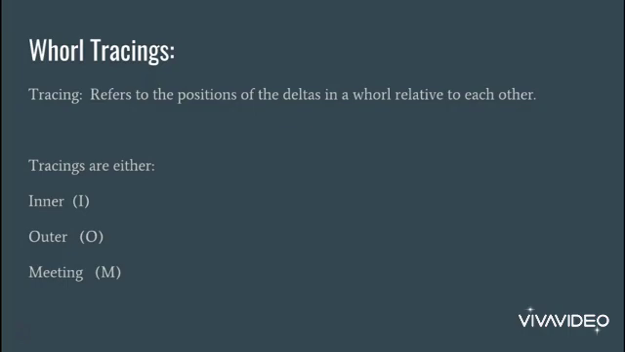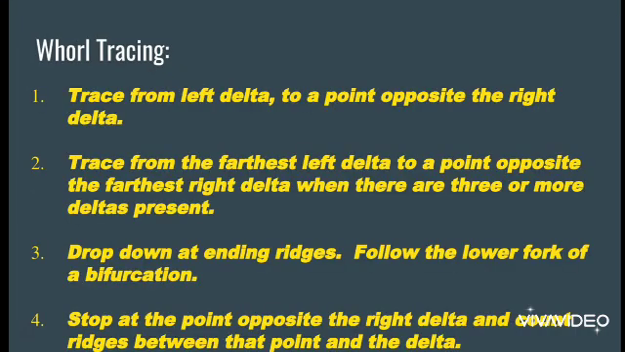Tracing refers to the position of the deltas in a whorl relative to each other. So a tracing can either be an inner or I, outer or O, or meeting or M. So this is what you will keep in mind in whorl tracing.